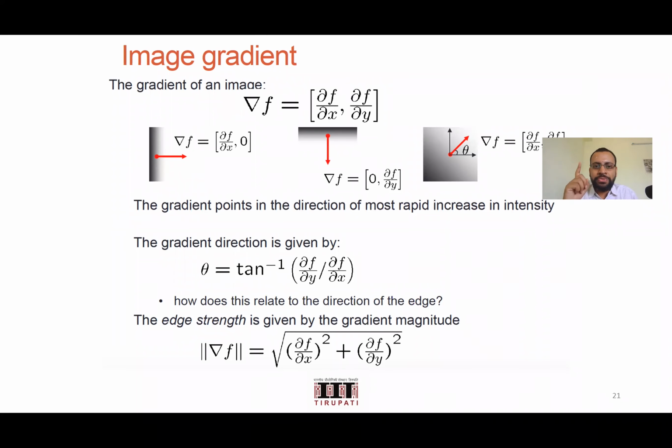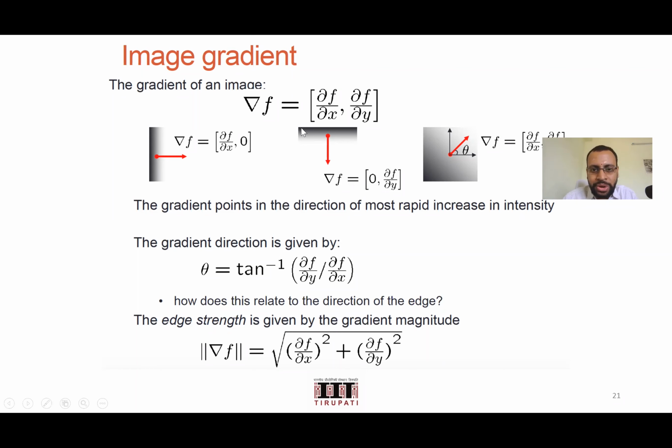And another very, very important point you should keep in mind is that the edge is not in the direction of the gradient. Keep this in mind. What is the relationship between the edge and the gradient? Edge and gradient are not the same. What's the relationship between the edge and gradient, at least in these examples? They're perpendicular to each other. That's right. The gradient is perpendicular to the edge.